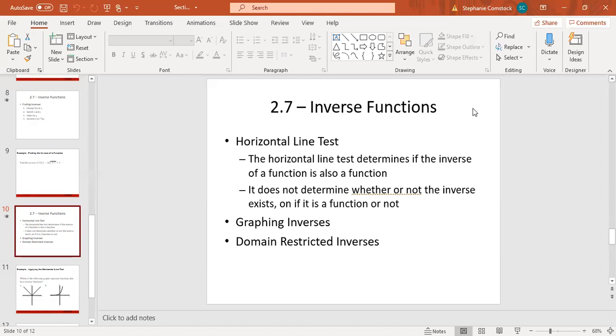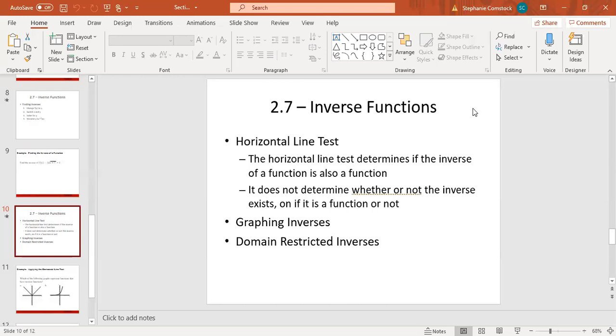I can make an inverse graph for anything. It's just a matter of whether or not the inverse is also a function. So please understand, if it passes the horizontal line test, the inverse is a function. If it does not pass the horizontal line test, it still has an inverse. It just doesn't have an inverse that's a function. And so we're going to look at how that works.